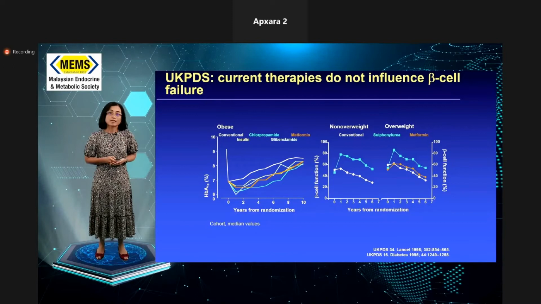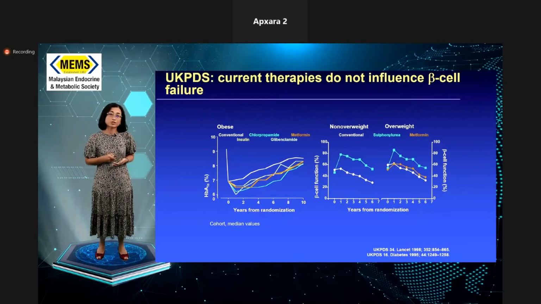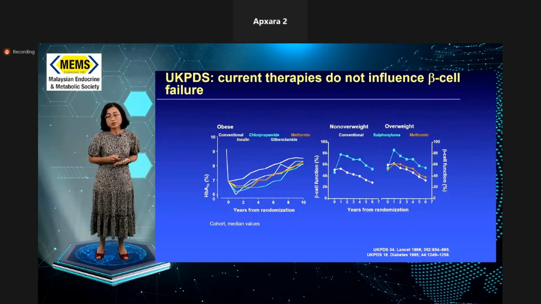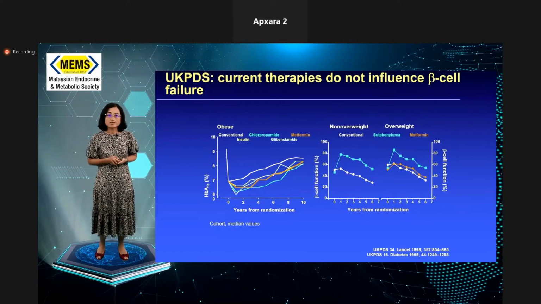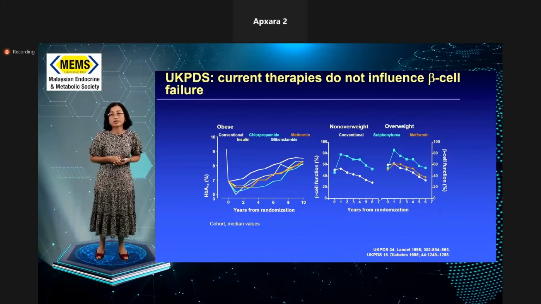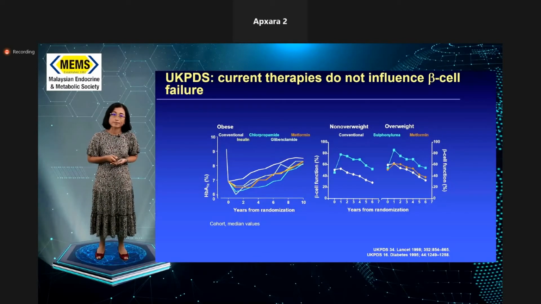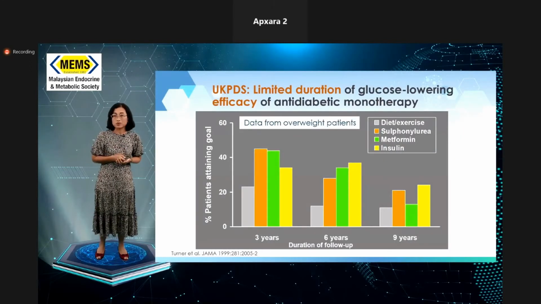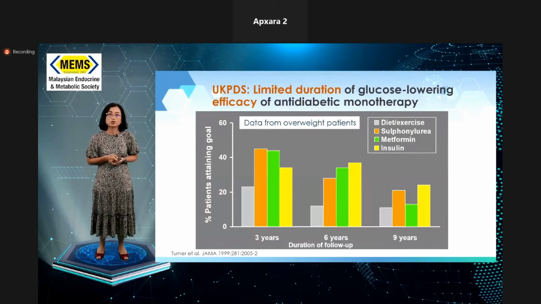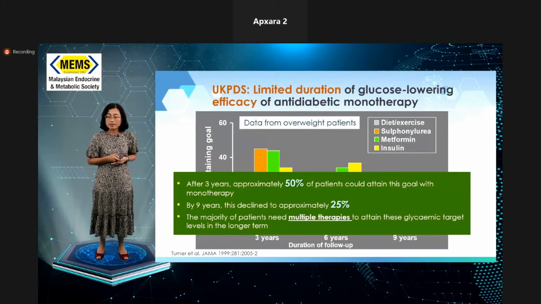The UKPDS is a very important landmark trial that showed us the monotherapies in a head-to-head trial. And it showed us that year after year HbA1c inclined with whatever agent was used. And this was most likely due to a progressive decline in beta cell function, as shown in this slide. The UKPDS also showed us that there was a limited duration of glucose-lowering efficacy of any of these anti-diabetic monotherapies. And here it's important to highlight the three main therapies used in the UKPDS, which were sulfonylureas, metformin, and insulin. And in the UKPDS, after 3 years, approximately 50% of patients could attain this goal with monotherapy.